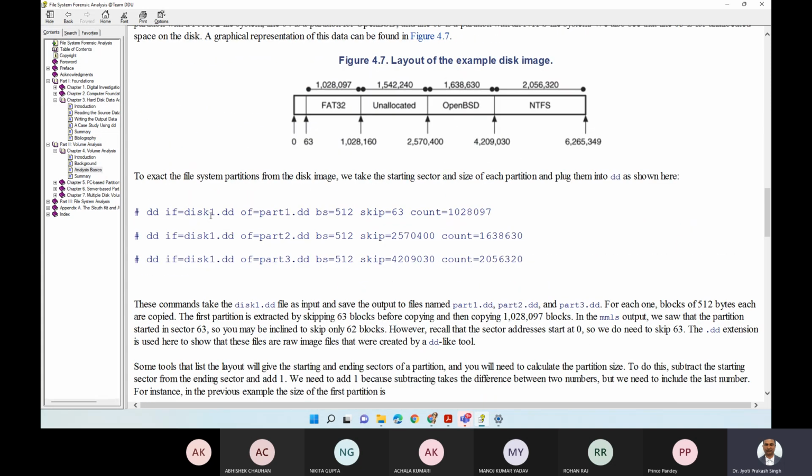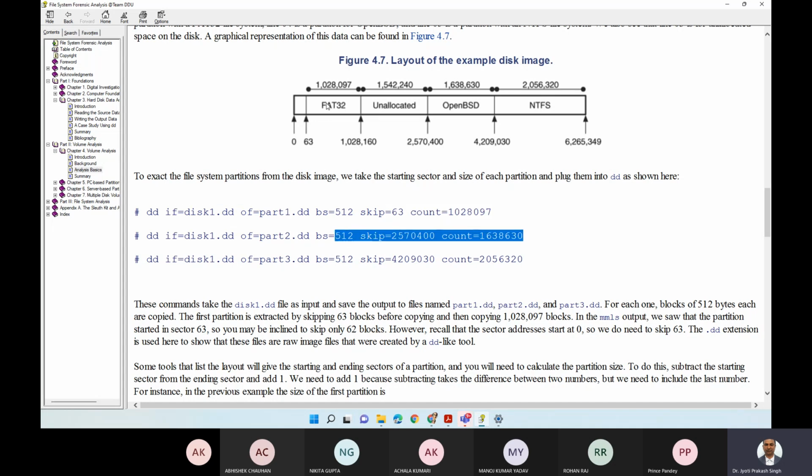So now you can use, input is disk1.dd and output you can give any name. They have given it as part1. So for this FAT32 image, they are reading it into a file called part1.dd. Block size they have given as 512. And since this part is not allocated, if we want to skip this, they are skipping 63, and then they are finding out the ending and giving it as a count. So ending minus starting plus 1 will give you a count. No, sorry, ending minus starting will give you a count.